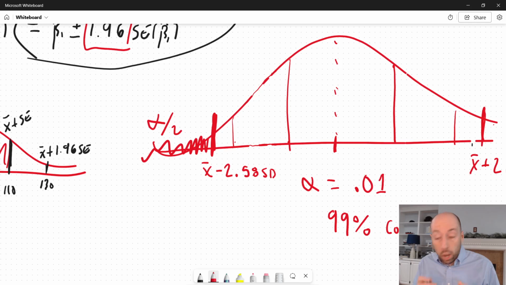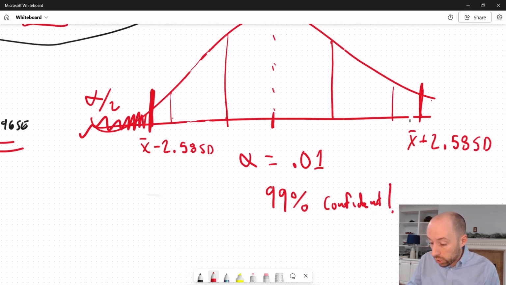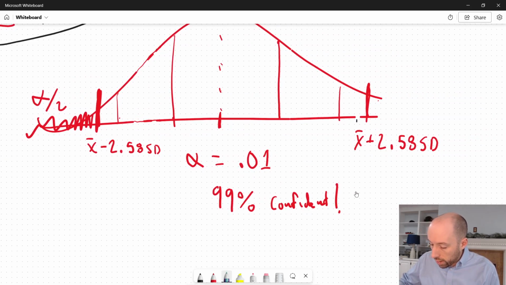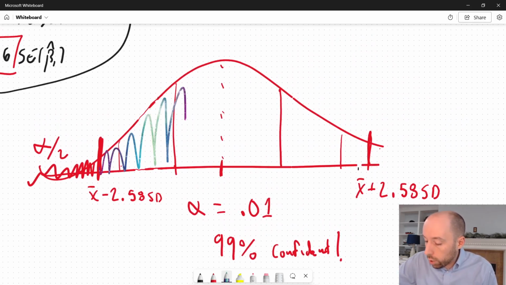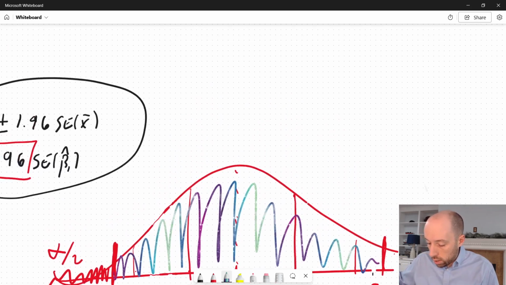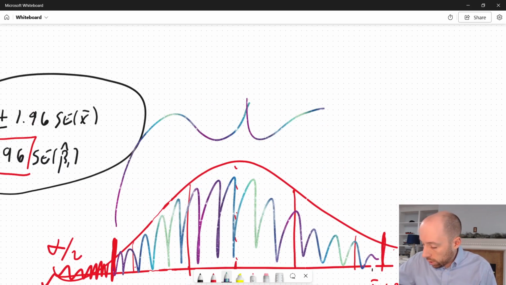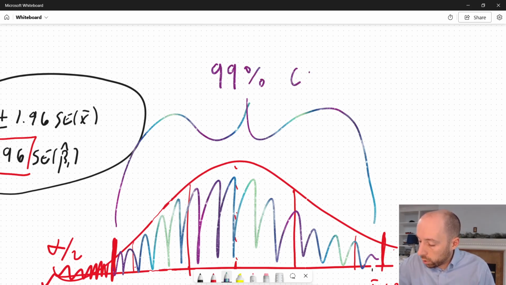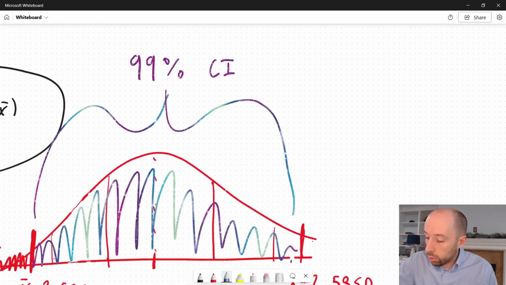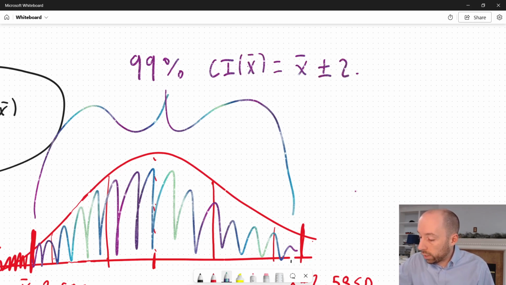All right, that will capture 99%. So I will fill that in here with the rainbow pen, and say 99% of the data falls in that range. 99% confidence interval is equal to, for x bar specifically, x bar plus or minus 2.58 standard errors.